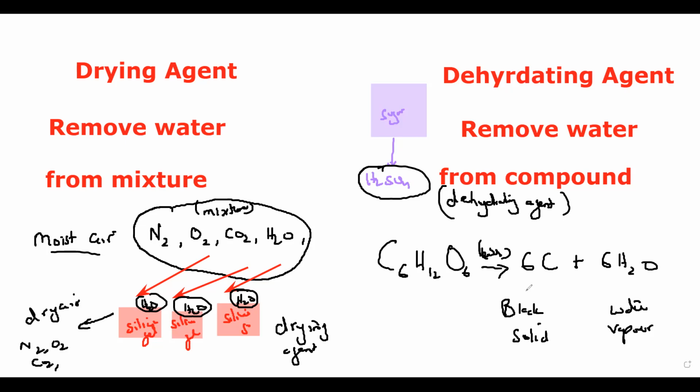So in the first example, with a drying agent, we had a mixture, and from the mixture the water is removed. But in a dehydrating agent, the substance actually chemically breaks down into water. So that's the main difference between drying and dehydrating agents. Is the concept clear?